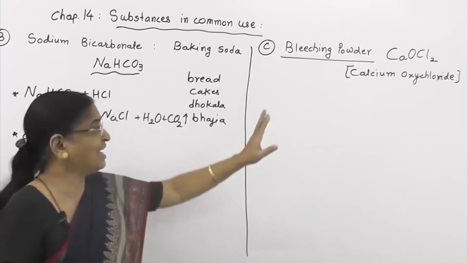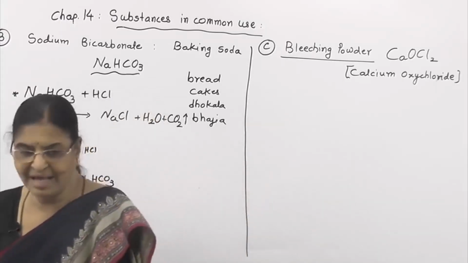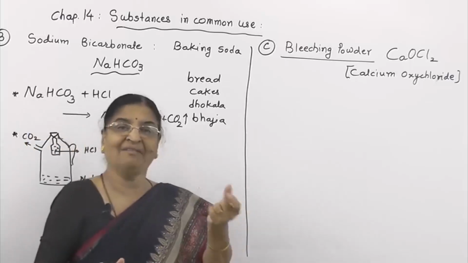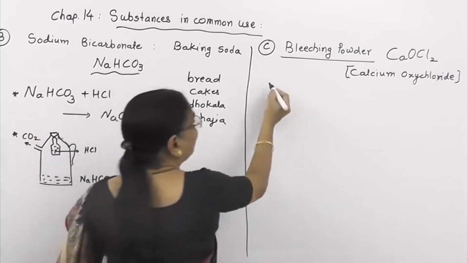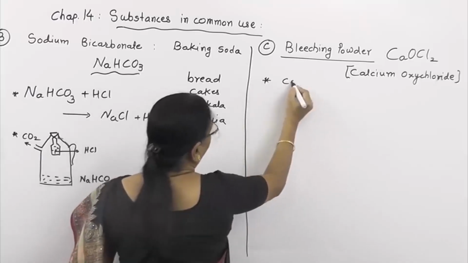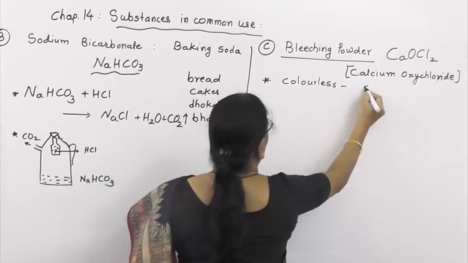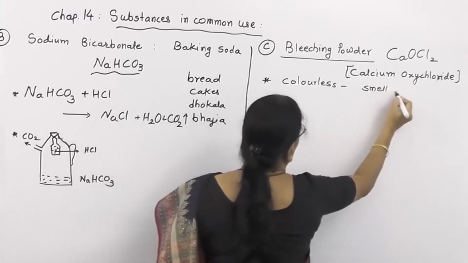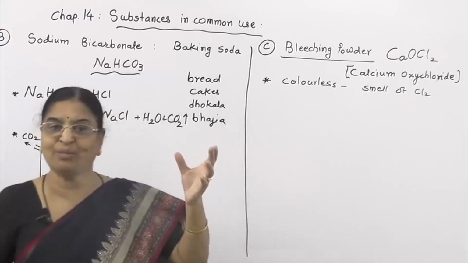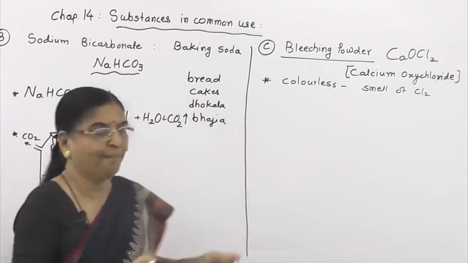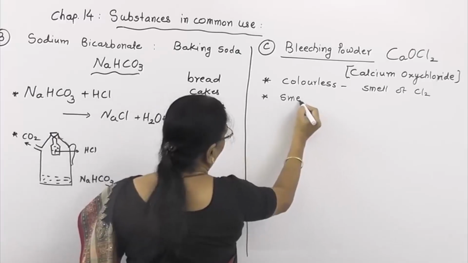So what we will say here, the first property of this is that it is colorless, of course, and has a stinky smell. So first of all I will write here, it is colorless and having a smell of chlorine. Okay. So chlorine is the most important part of it.